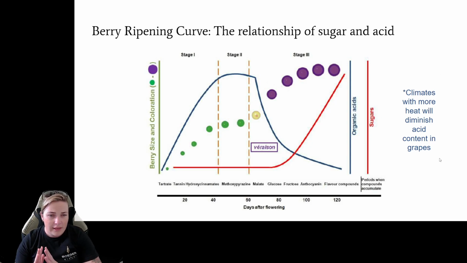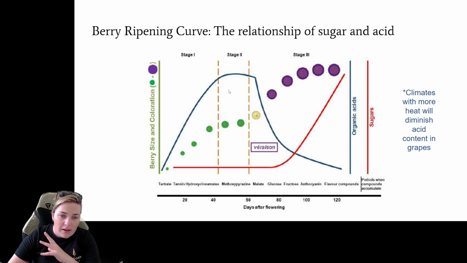Okay, here's that relationship of grape ripening I was talking about, how sugar and acid have an inverse relationship. For berry ripening, we have 3 stages, stage 1, 2, and 3. As you can see in stage 3, the red line is sugars and the blue line is acids in the grape. As we reach the final stage of development, sugars start to skyrocket and acids start to deplete.